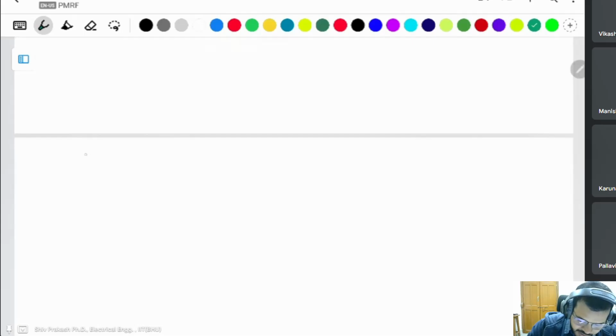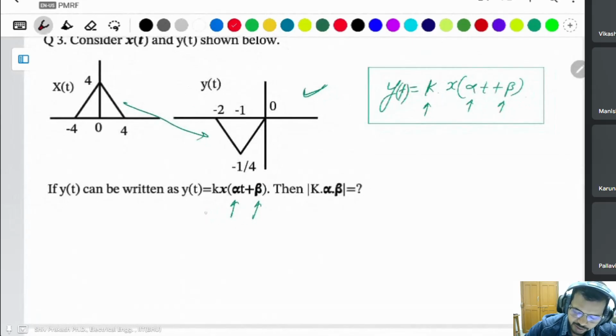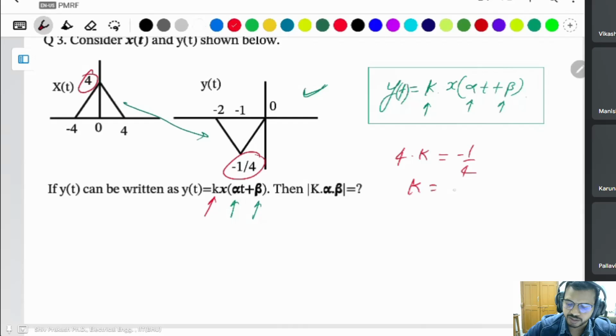If there is an x(t) signal, and it is given as y(t) equal to k x(alpha t plus beta), this k we can find directly by the y-axis operation. Then what is the y-axis change? 4 to minus 1 by 4, you can find directly. And what will you multiply by? k will be minus 1 by 16, directly. No need to do anything.